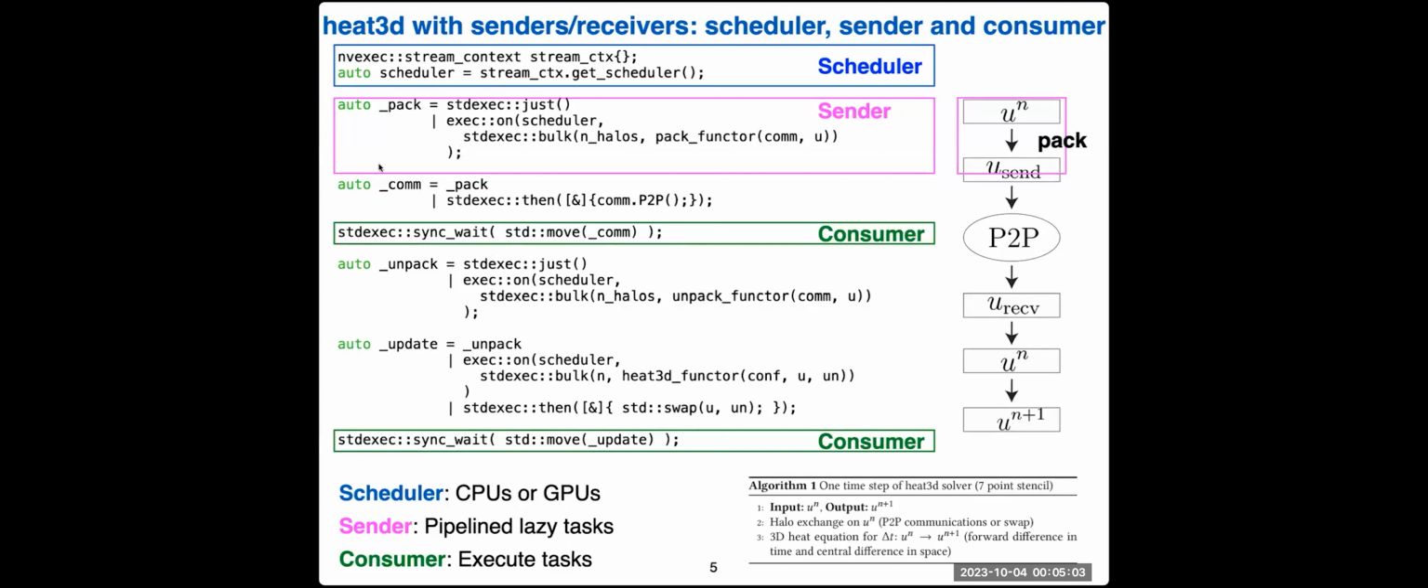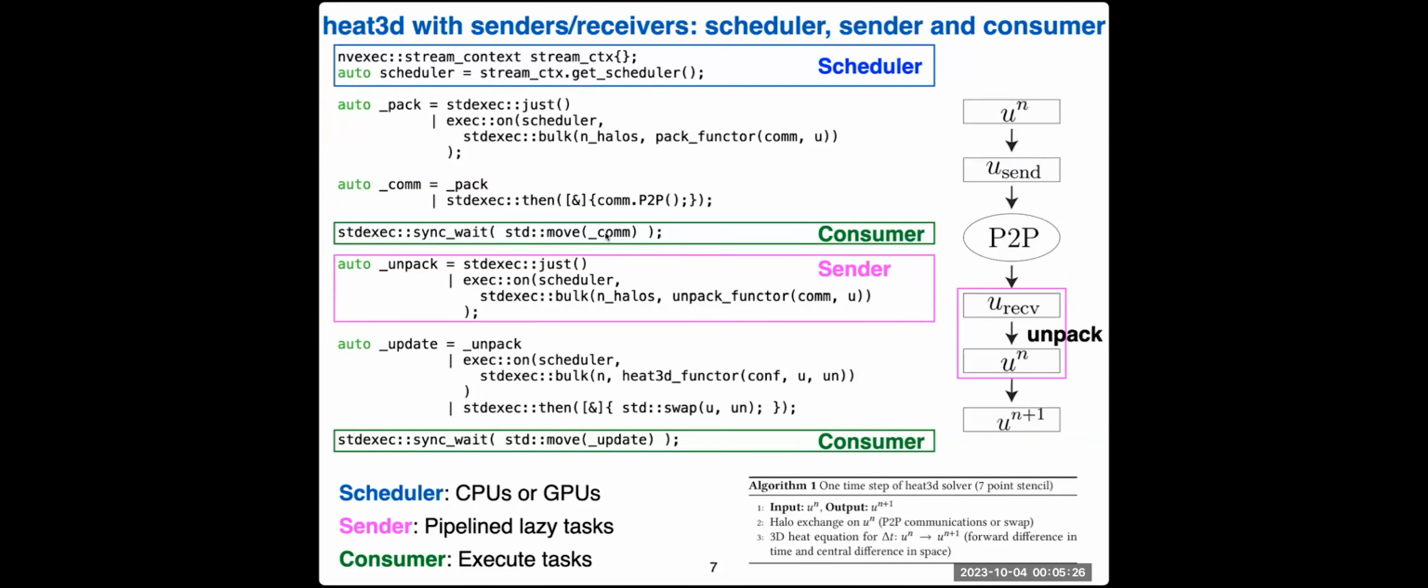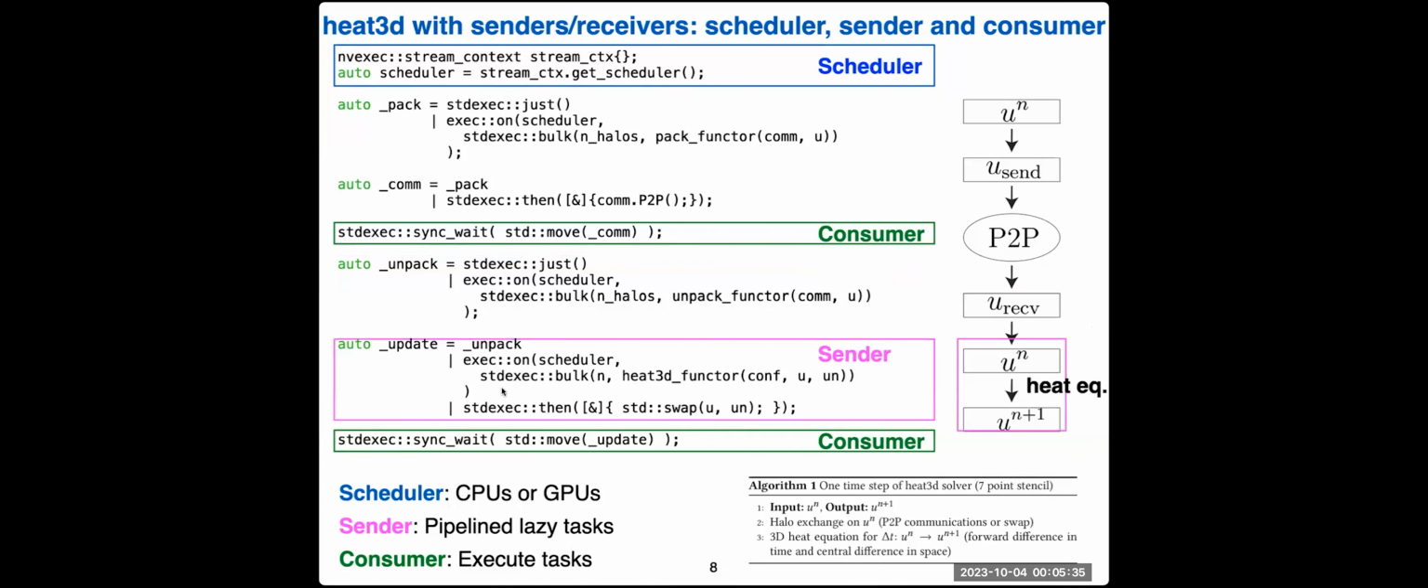Firstly, we define the sender for packing. This is achieved with the bulk sender, which is basically the same as the std for_each_n in std_par. And then we go for the then sender, which wraps the MPI communication, the P2P communications here. This corresponds to this one. And after synchronization, we start the unpack sender, which defines the operation with the bulk sender. And then we go for the 3D heat equation sender and perform these operations with the synchronization. So this is quite the same as this flowchart, as you can see.